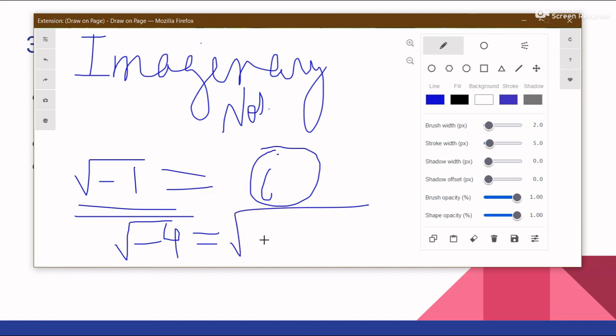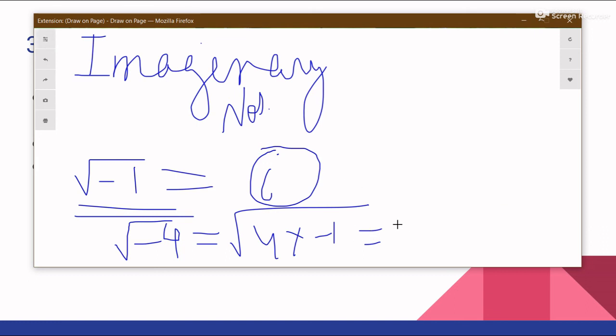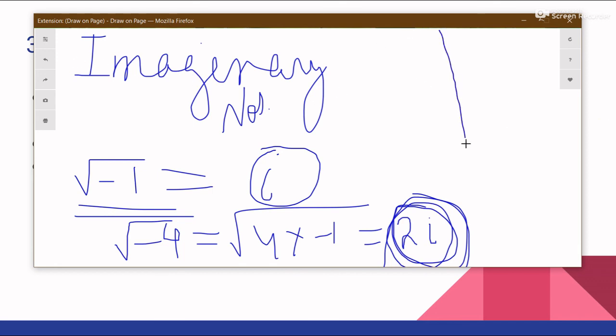So we can write this as the square root of 4 into negative 1, and then this will be what? 2i, right? So the square root of negative 4 will be 2i. Now this 2i doesn't exist in reality, because i doesn't exist in reality, because the value of i is root negative 1, which doesn't exist. So now this is the concept of imaginary numbers.